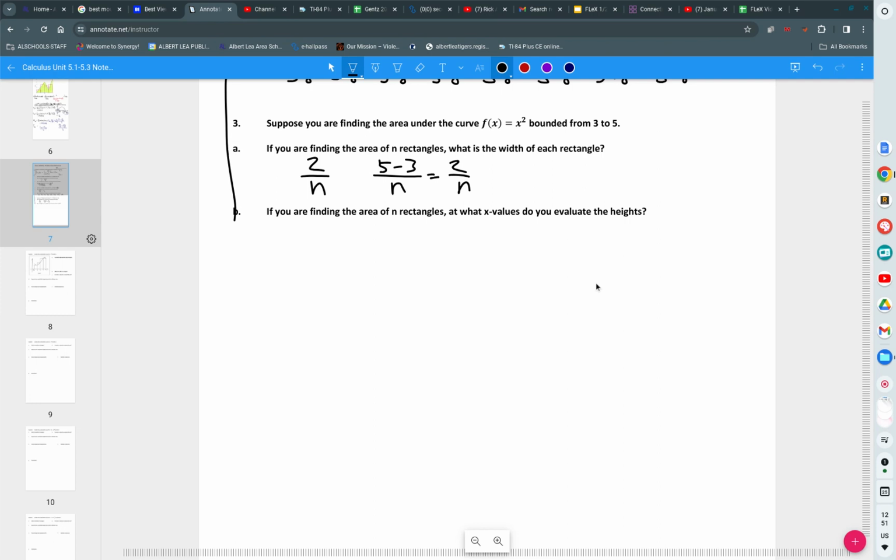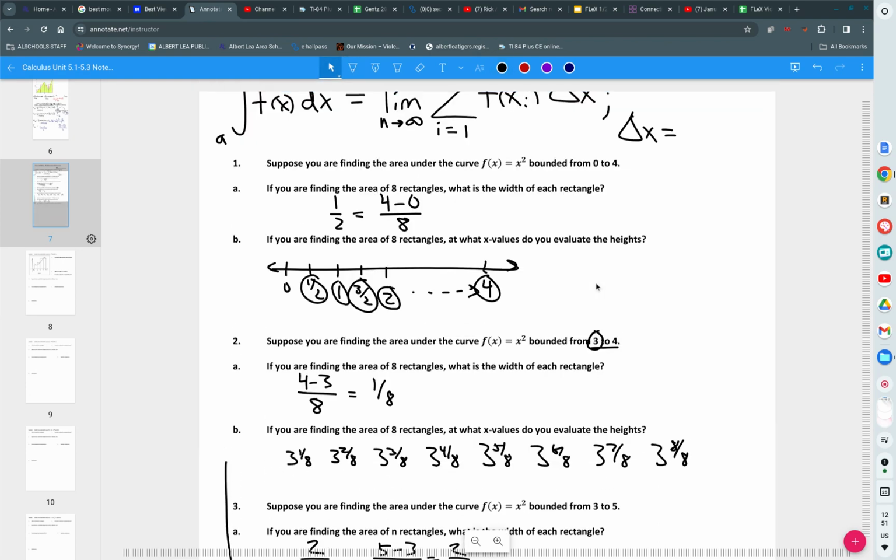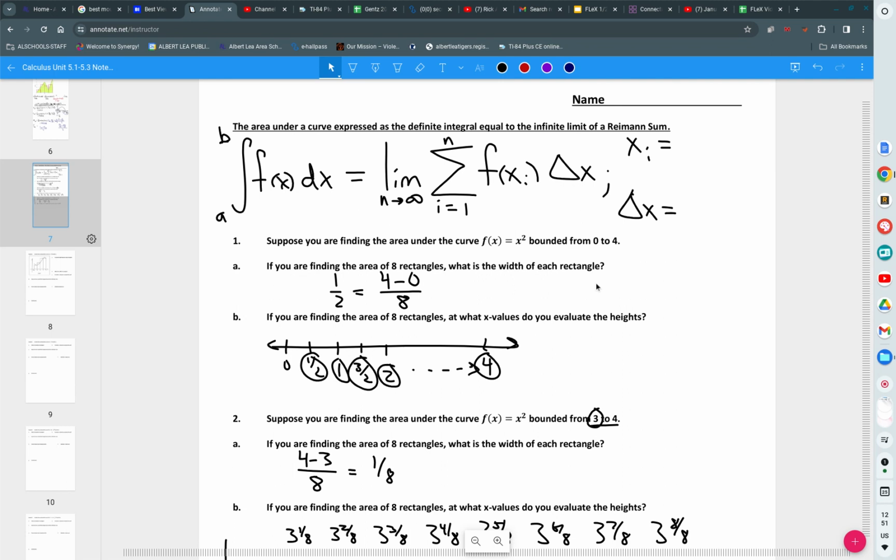Okay, so what that means is as we go all the way to the top, we know now that delta x represents the width of our rectangles. Delta x in this problem will always be b minus a, and we divide that by n.